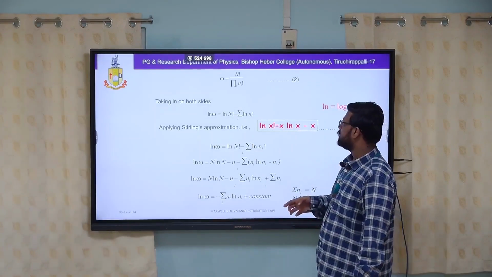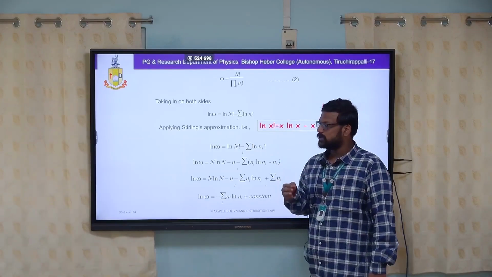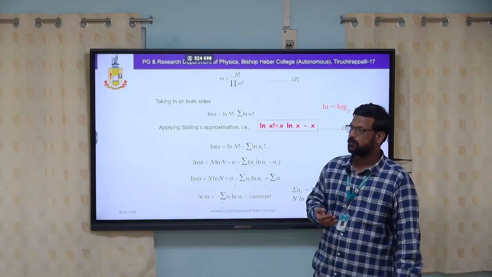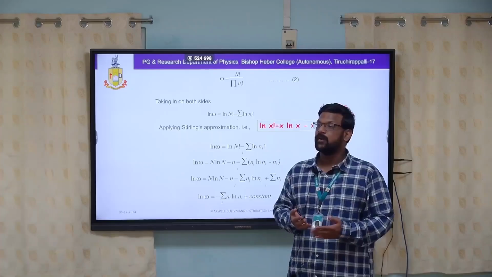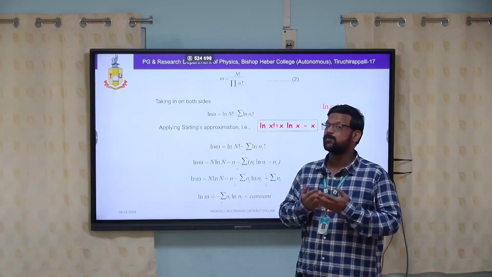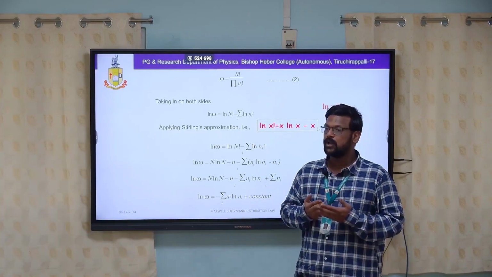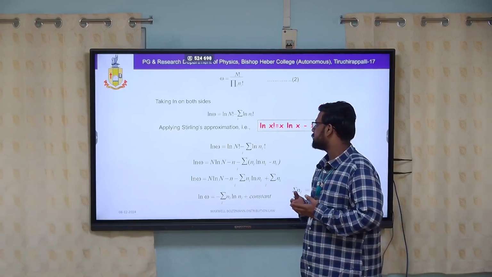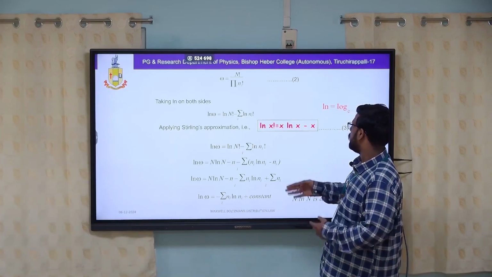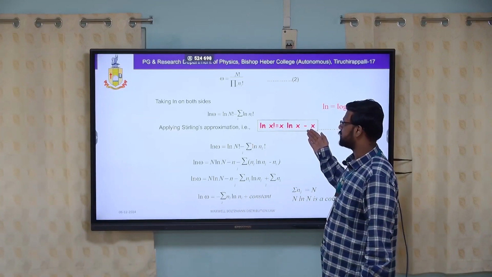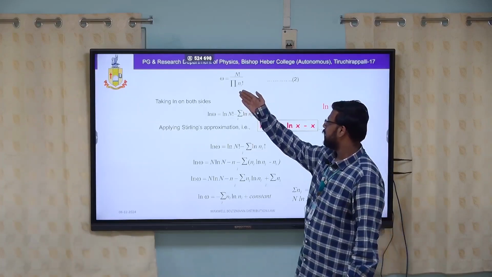And then for this expression, since it involves the factorial of a very large number, that means for a single system I can have Avogadro number of particles, which means 6.023 into 10 to the power 23 particles. So for this it's a very, very huge value. In order to handle that I need to go for Stirling's approximation. So for that I am taking the log on both sides.